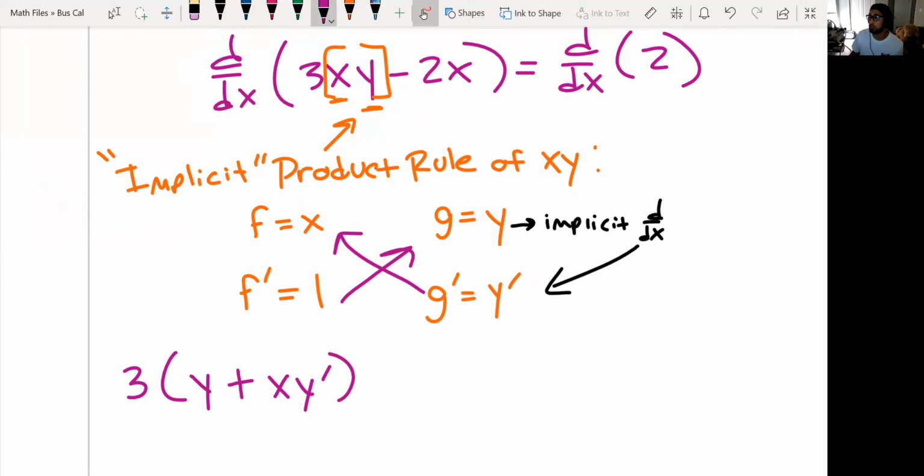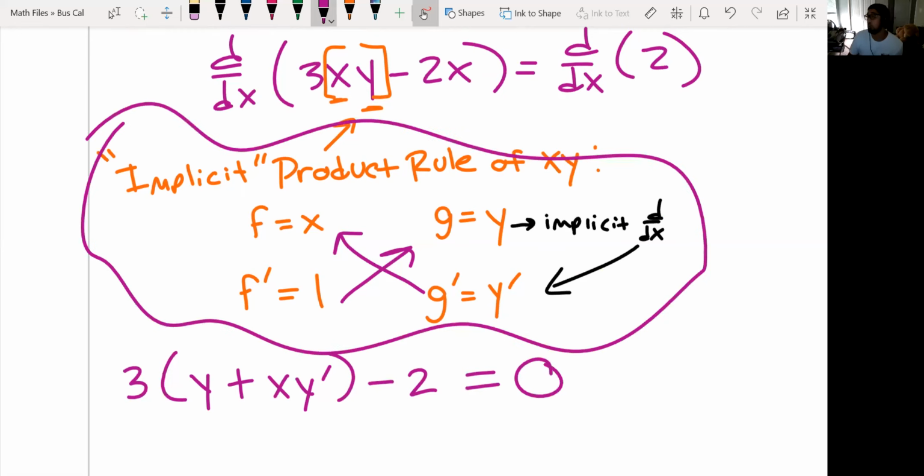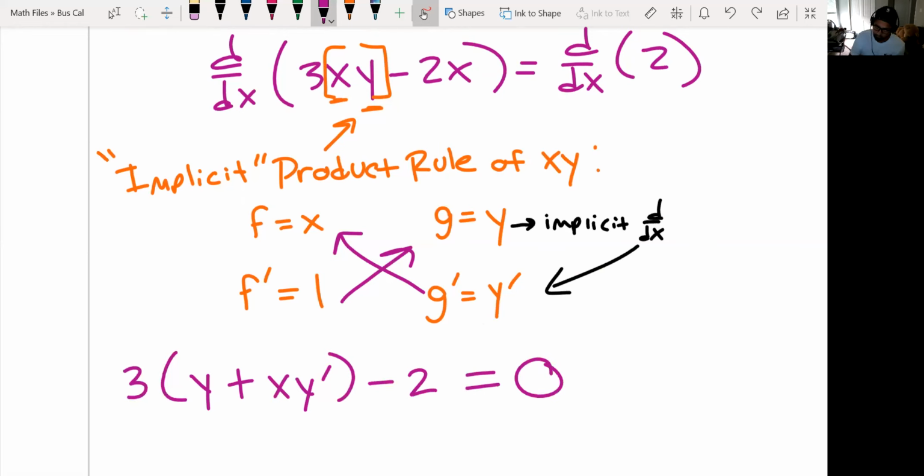Okay, the hard part is over. Then we want the derivative of negative 2x, and you'll just get negative 2, equal to the derivative of the constant 2, which is 0. All right, hard part's done. Calculus is over. We did an implicit product rule. I would save this somewhere. Star it, highlight it, do whatever you have to do, right? Or I'll even write it here.